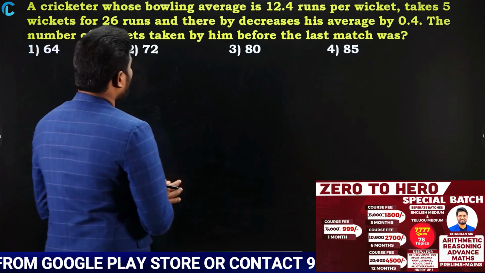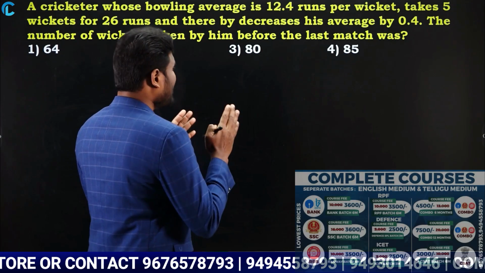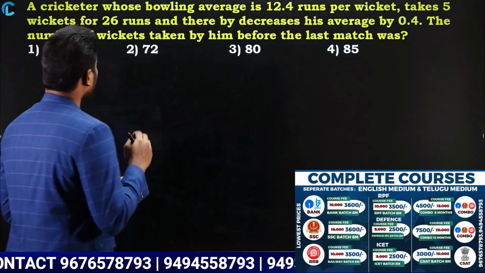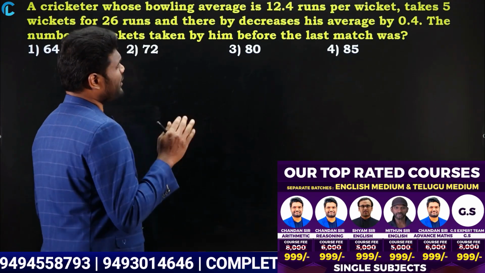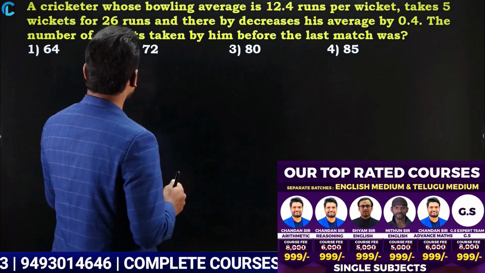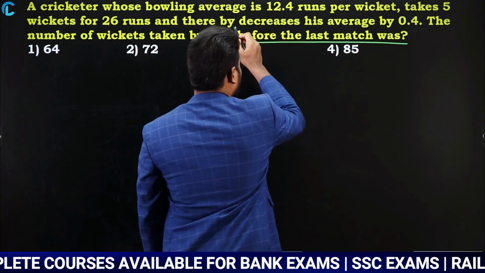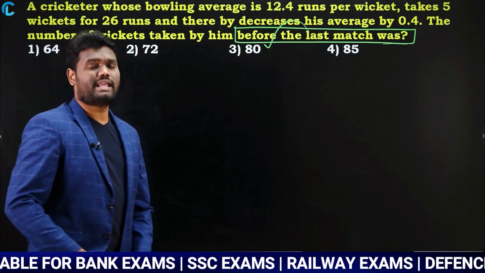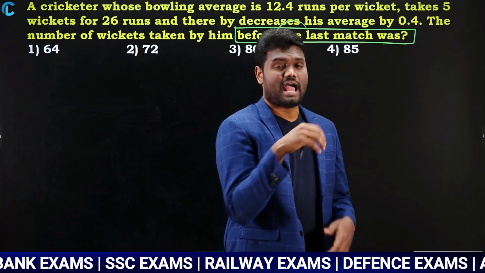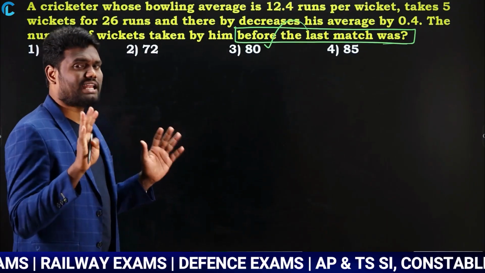A cricketer whose bowling average is 12.4 runs per wicket takes 5 wickets for 26 runs and thereby decreases his average by 0.4. The number of wickets taken by him before the last match was... Now look here, this is really important. Sometimes they will ask the number of wickets taken by him till the last match. And now this question is the number of wickets taken by him before the last match. This is really important.